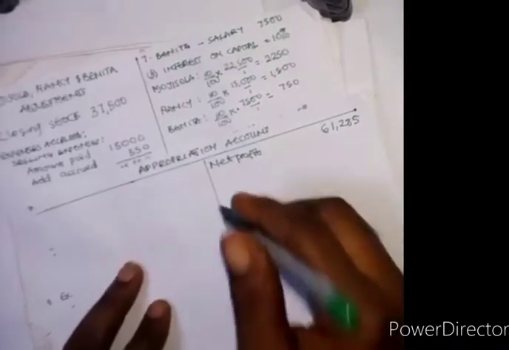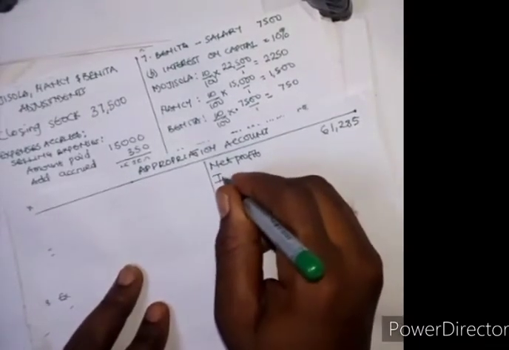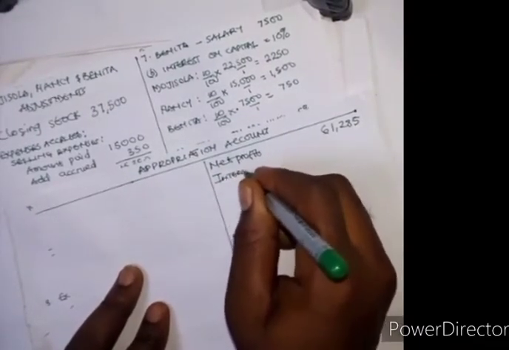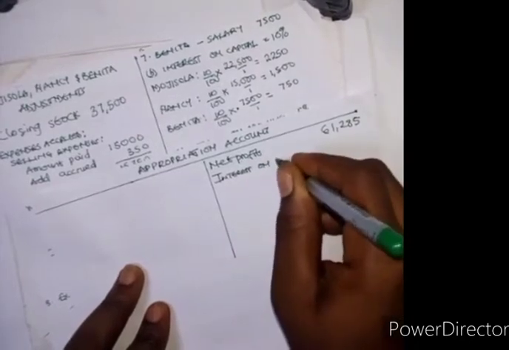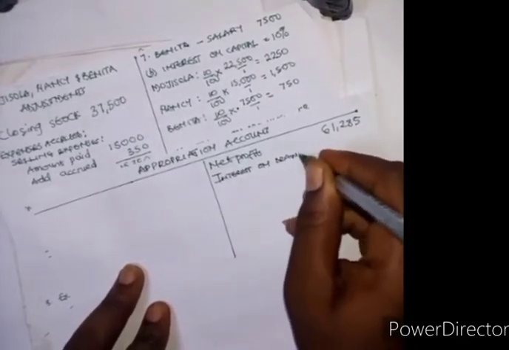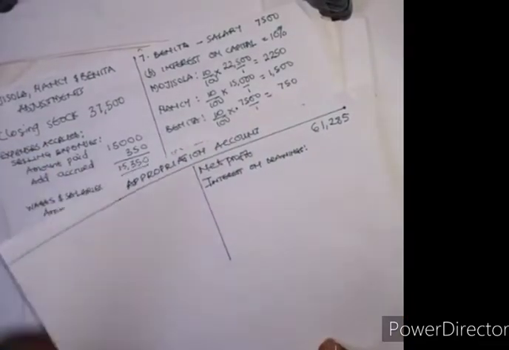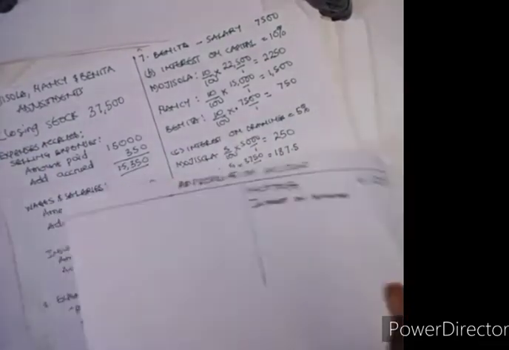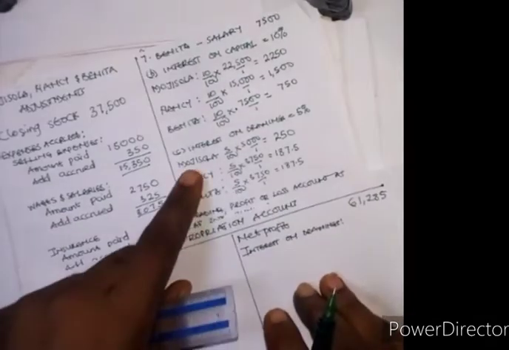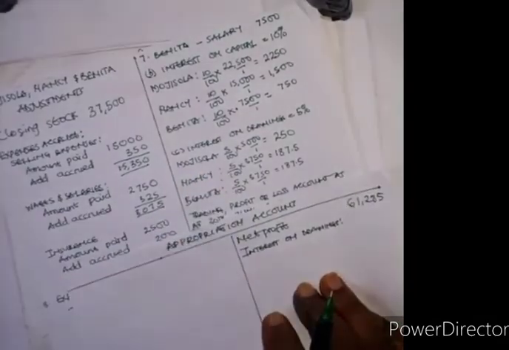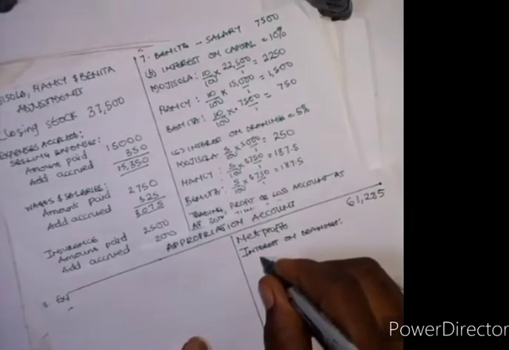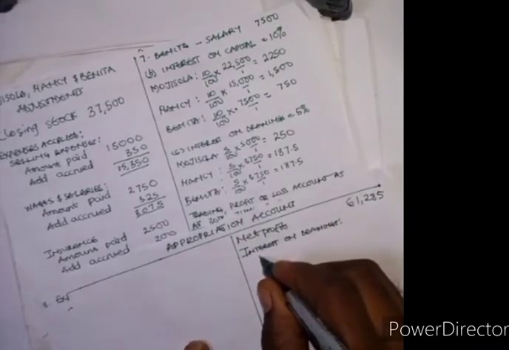Okay, that's the net profit. Now another item that also comes here is the interest on drawings. Interest on drawings. Okay, so if we have interest on drawings, now we did it here. Look at it in the adjustment. So the first one is Mojisola.